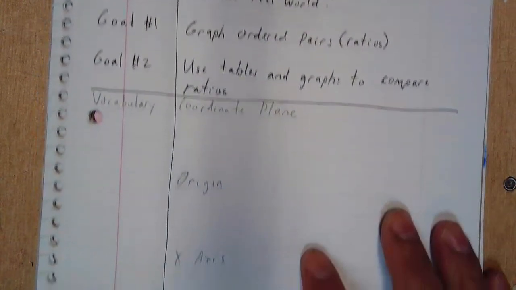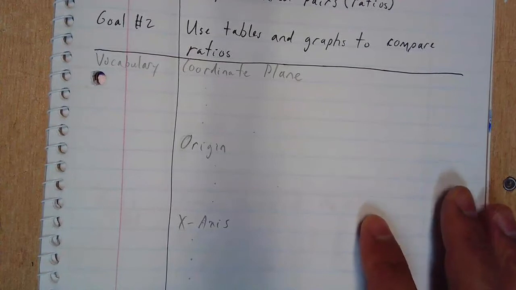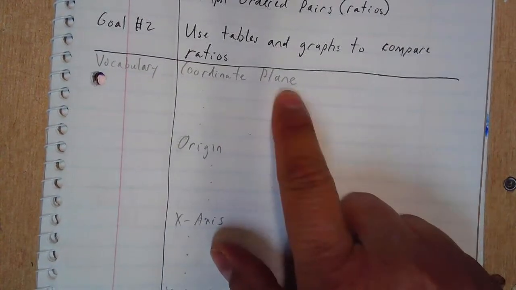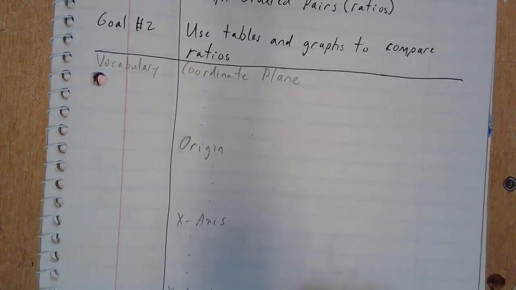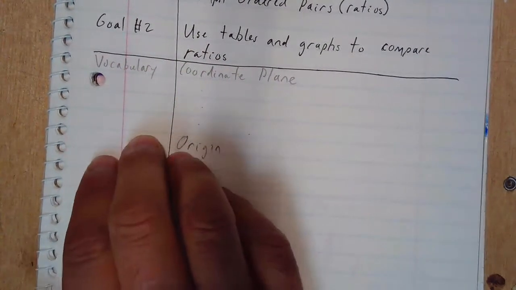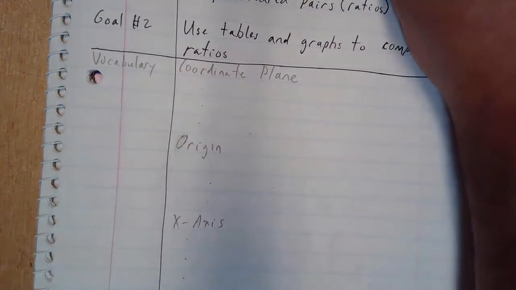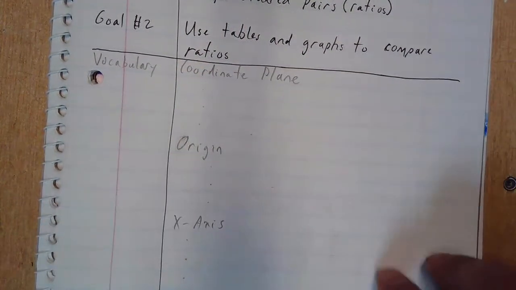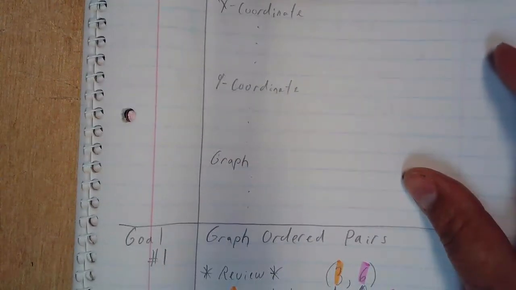Okay. Vocabulary, there's quite a few vocabulary words this lesson. There's coordinate plane, origin, x-axis, y-axis. And please remind you again, when you write the definitions, please use the definitions from the book. Okay? You have the idea of ordered pair, x-coordinate, y-coordinate, and graph.